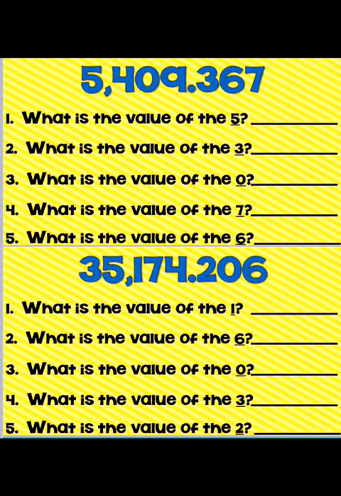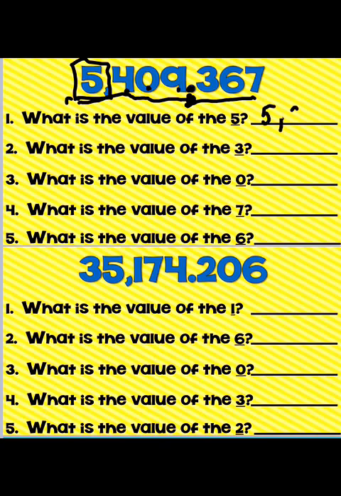So while we're talking about the value of digits, let's go ahead and take a look at these two numbers. Let's start at the top. This number is 5,409 and 367 thousandths. What is the value of the 5? Well, the 5 is in the, let's start with the decimal, ones, tens, hundreds, thousands place. So the value of the 5 is 5,000.